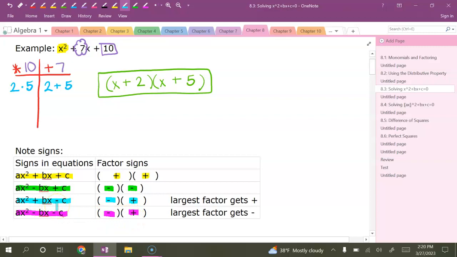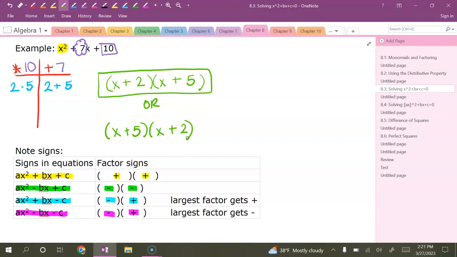When you write your factors, it doesn't matter the order that you put them in the parentheses. So back up on that example, I wrote it as x plus 2 and x plus 5. I could have written it, though, as x plus 5 and x plus 2. It makes no difference the order that you put those factors into the parentheses.